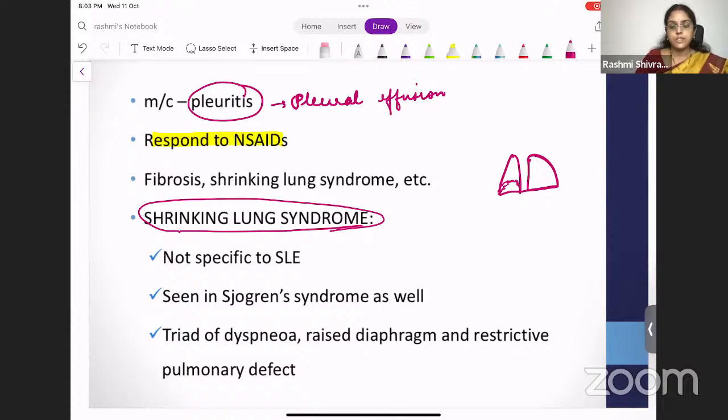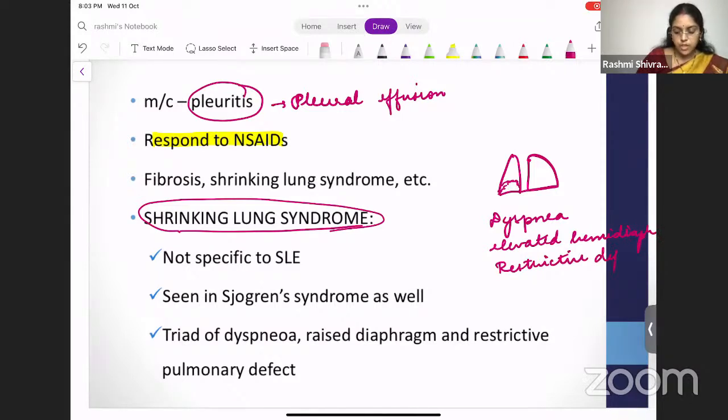Okay. And you have a triad of dyspnea, elevated hemidiaphragm, and restrictive defect on pulmonary function test. Restrictive defect. So what do you expect? Usually when you have this kind of obstruction kind of feature, you expect the pulmonary function test to show obstruction. But on the contrary, the patient will be having a restrictive defect on the pulmonary function test. Okay, so this is called shrinking lung syndrome. On serial exercise, you will feel that the lung is shrinking in quantity.